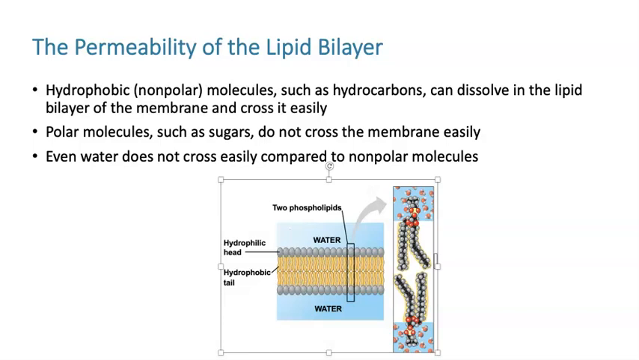Polar molecules, like sugars, do not cross the membrane easily. And here's the thing, we're going to be talking about osmosis in a minute. Even water does not cross that membrane easily, especially when we compare it to nonpolar molecules like hydrocarbons. We might also mention oxygen or carbon dioxide. Those are also nonpolar, and they cross the membrane pretty easily because they're nonpolar.